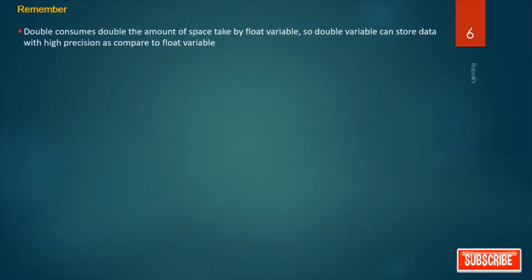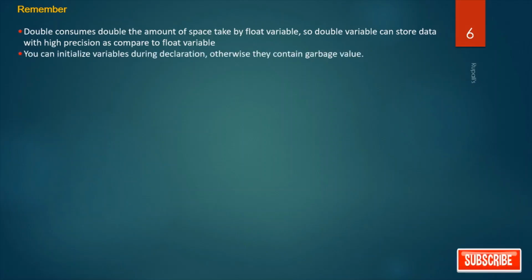Now some points to remember. First, double consumes double the amount of space taken by a float variable. So a double variable can store data with high precision as compared to a float variable. You can initialize variables during declaration, otherwise they contain garbage value. If you write int i semicolon, then i contains garbage value. But if you write int i equals 5, then i contains 5. So if you forget to initialize any variable, that variable contains garbage value.